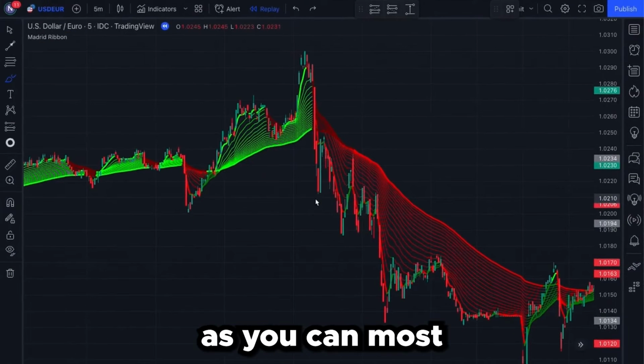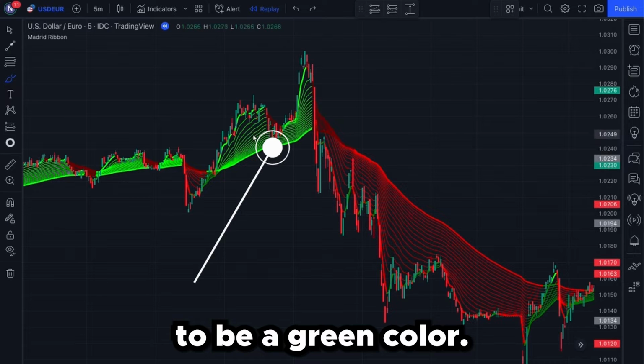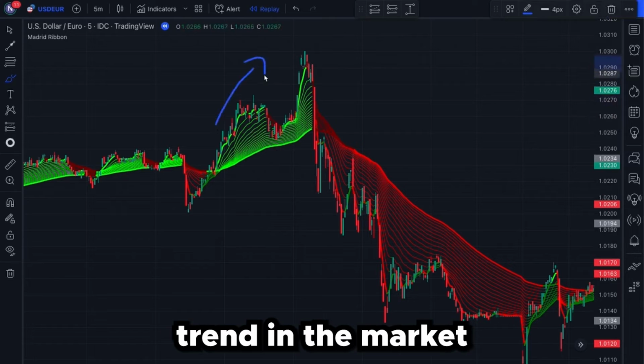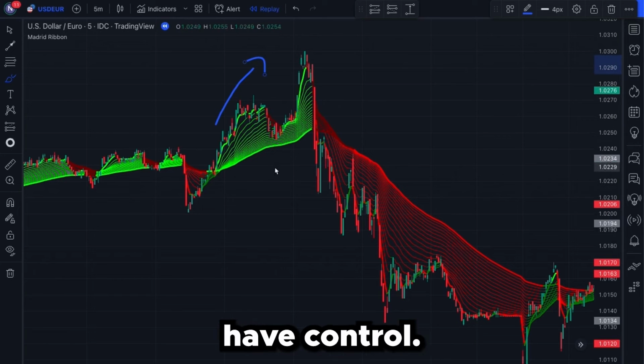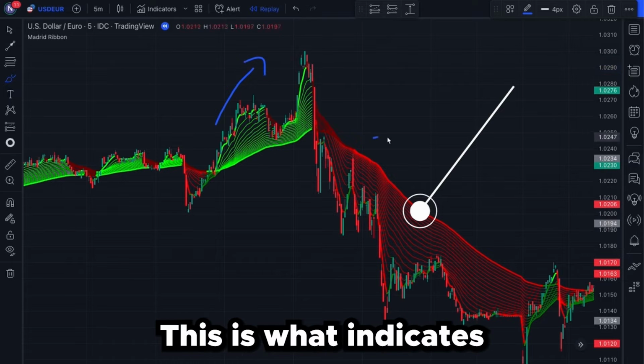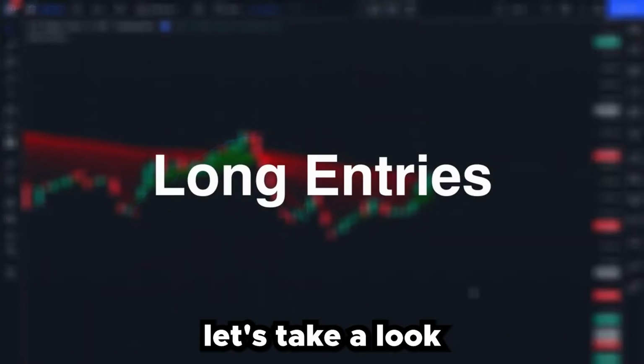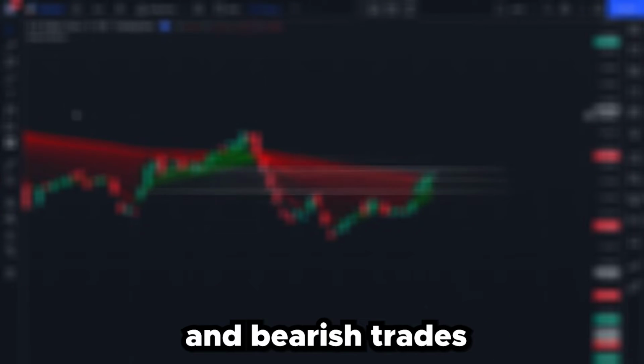Starting with long entries, as you can most likely guess, to enter a long trade we will want the ribbon of our indicator to be a green color. This indicates a bullish trend in the market and signals that the buyers have control. And for short entries, we will need our indicator's ribbon to be a red color. This is what indicates a bearish trend in the market, meaning the sellers are in control. So now let's take a look at some examples of bullish and bearish trades.